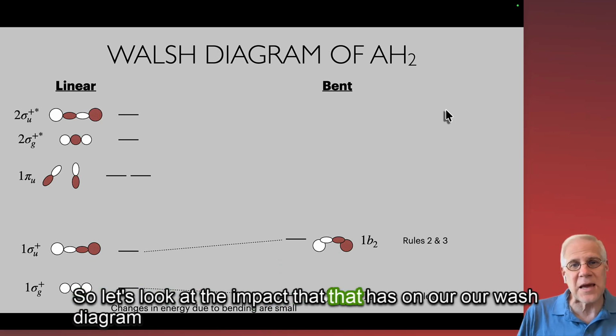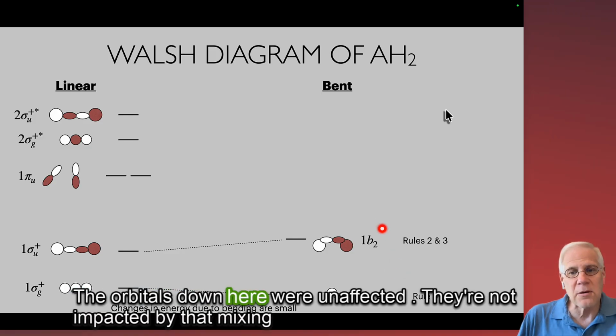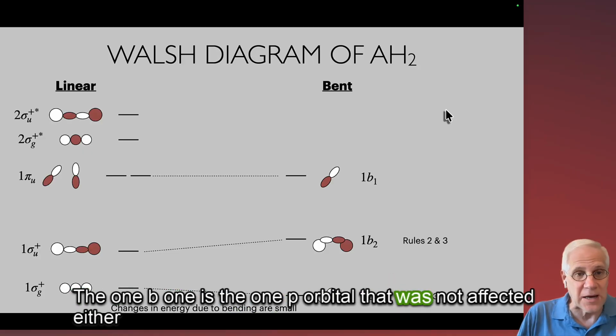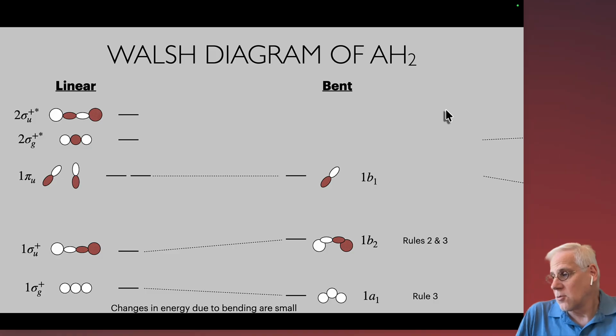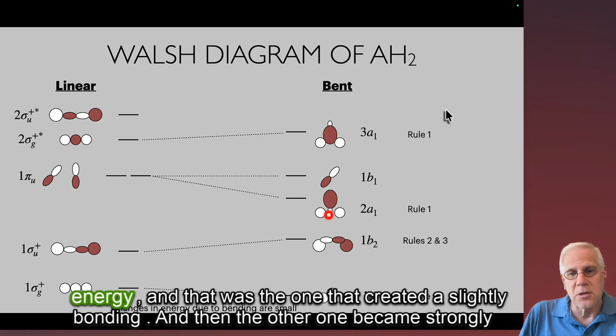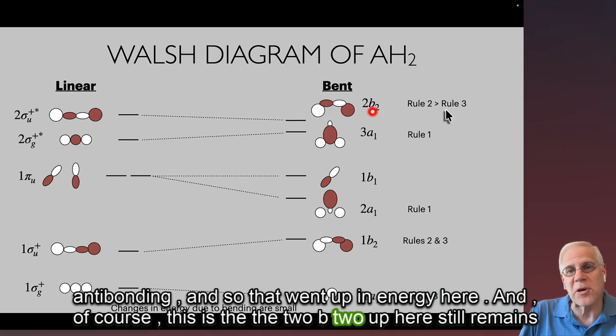So let's look at the impact that has on our Walsh diagram. The orbitals down here were unaffected. They're not impacted by that mixing. The 1B1 is the 1p orbital that was not affected either, because we used the A1. But we said that the A1 here, the 2A1, one of those went down in energy, and that was the one that created a slightly bonding. And then the other one became strongly anti-bonding, and so that went up in energy here. And of course, this is the 2B2 up here still remains the same.